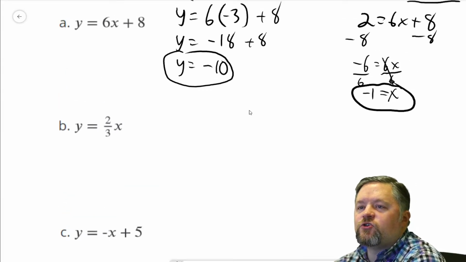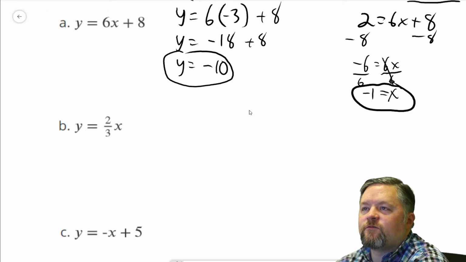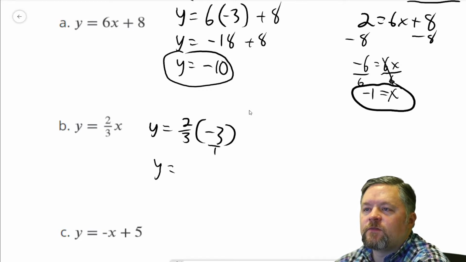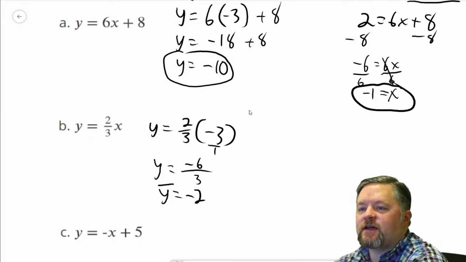Okay. y equals 2/3 x. First, we want to figure it out when x is negative 3. y equals 2/3 times negative 3. 2/3 times 3 is like 2/3 times 3 over 1. y equals 2 times negative 3 is negative 6 over 3 times 1 is 3. 6 divided by 3 is 2. Negative divided by a positive is a negative.